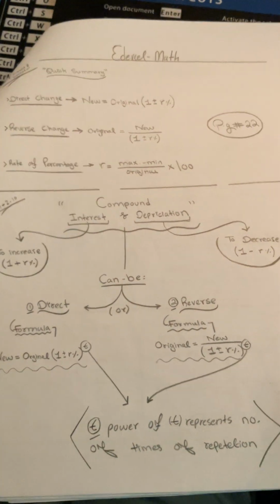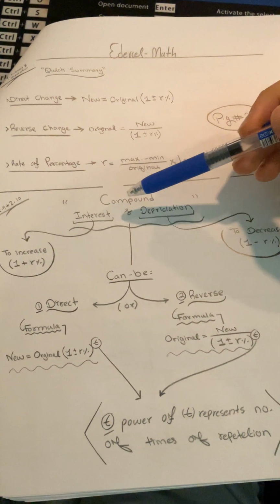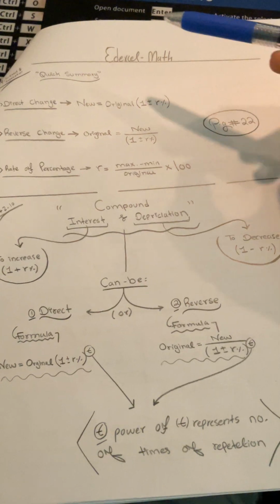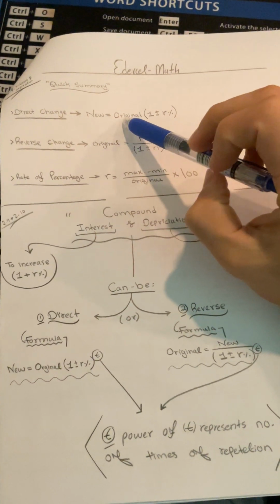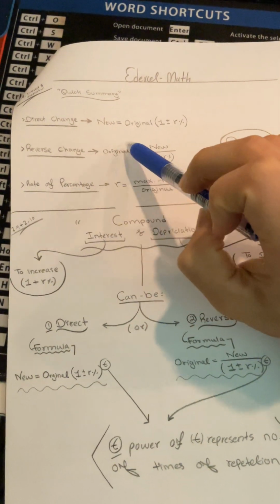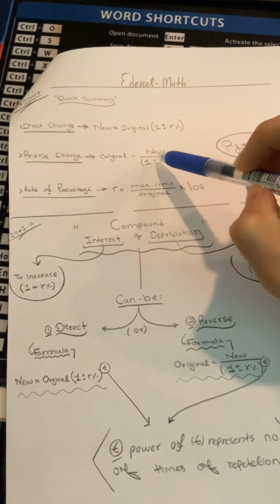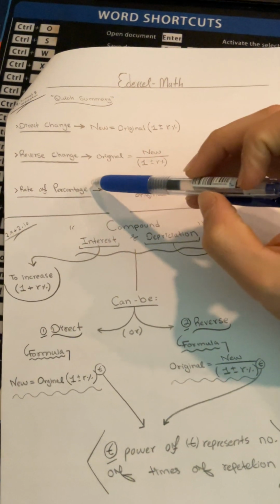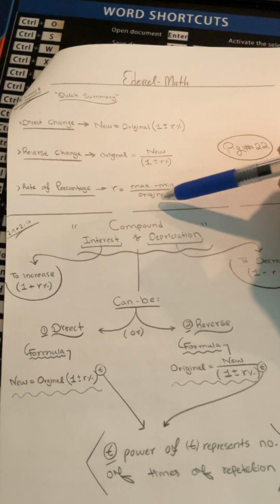Now this is a quick summary of the formulas that we have been taking so far, before we jump to compound interest and depreciation. Direct change: the new price is equal to original times 1 plus or minus the percentage rate. Reverse change is where you are finding the original price, dividing the new by 1 plus or minus the percentage rate. And the rate of percentage change is equal to maximum minus minimum divided by original times 100.